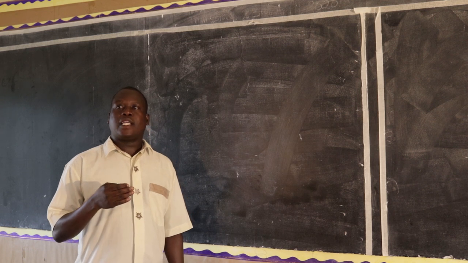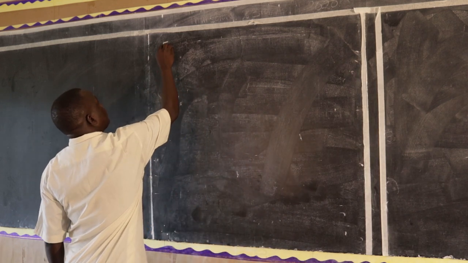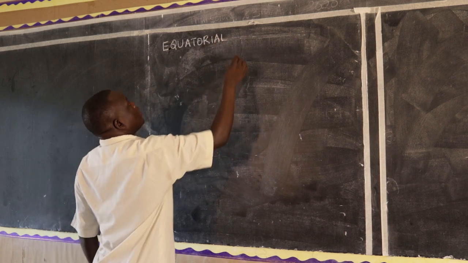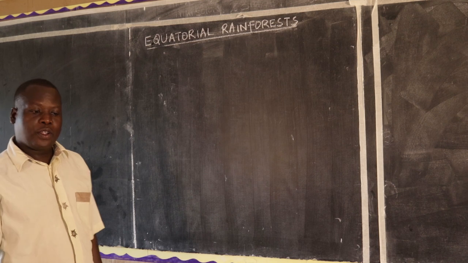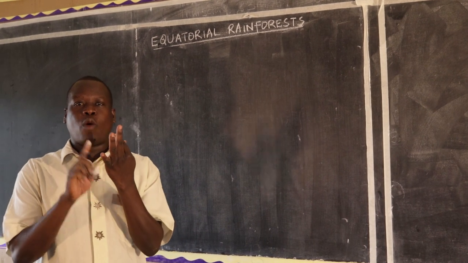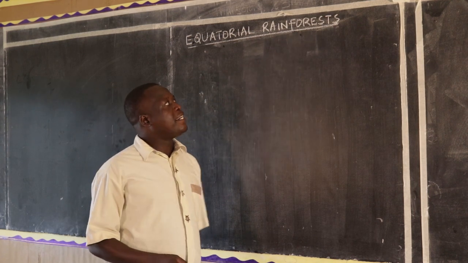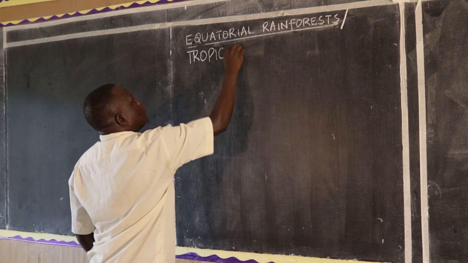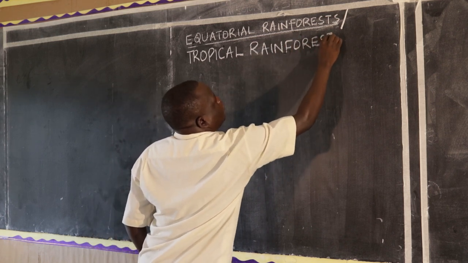So, we would like to continue with the types of natural vegetation. Last time we looked at many of them. Today we want to look at the equatorial rainforests. Equatorial rainforests have three major names: equatorial, rainforests, and sometimes they are also called the tropical rainforests.